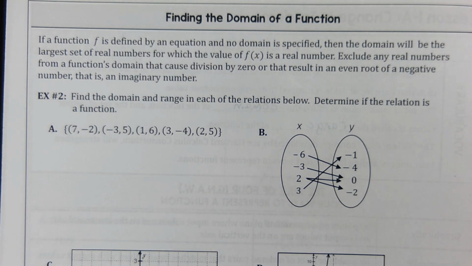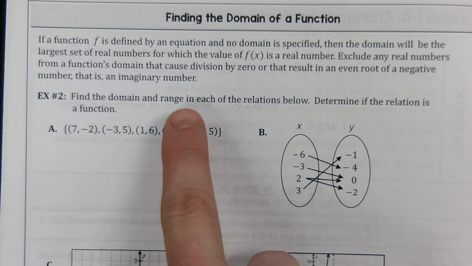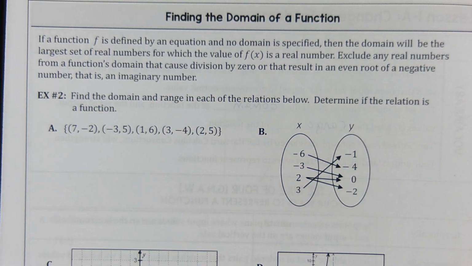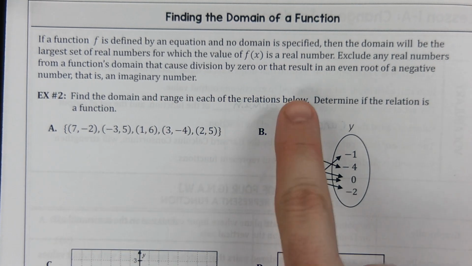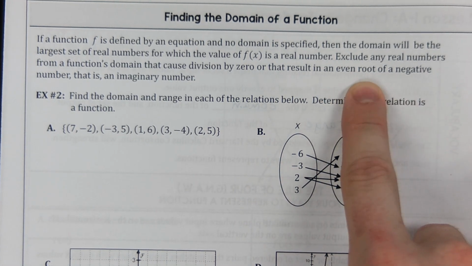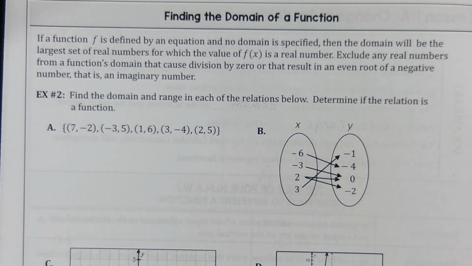If a function f is defined by an equation and no domain is specified, then the domain will be the largest set of real numbers for which the value of f of x is a real number. Essentially, if you could plug in an x and get a y, that's part of the domain. Exclude any real numbers from a function's domain that cause division by 0. Never try to divide by 0. That's a big fat no-no. Also exclude those that result in an even root, like square root, 4th root, 6th root, of a negative number, because imaginary, right? So don't try to divide by 0, and don't try to take the square root of a negative number. Can't do those kinds of things.